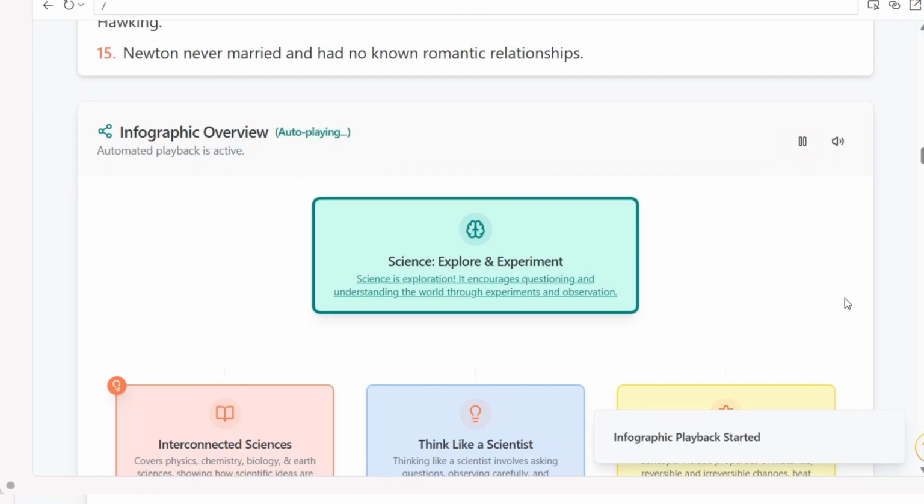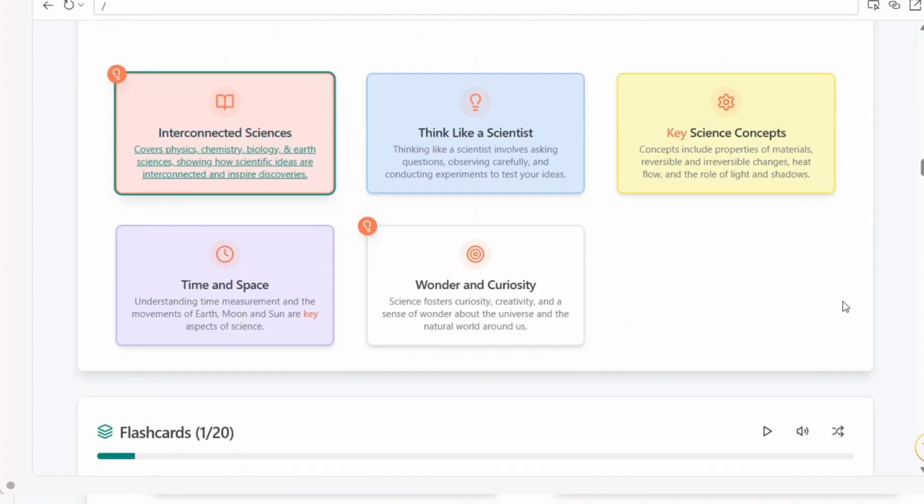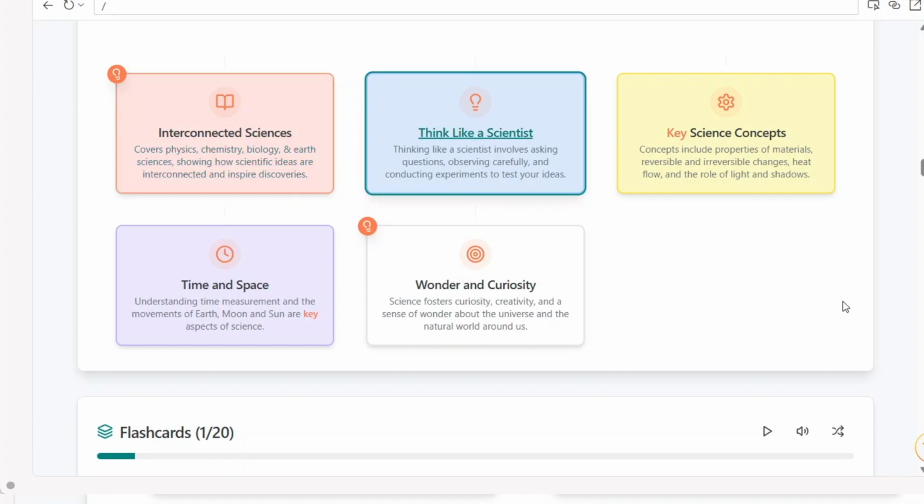Science is exploration. It encourages questioning and understanding the world through experiments and observation. Interconnected sciences. Covers physics, chemistry, biology, and earth sciences, showing how scientific ideas are interconnected and inspire discoveries. Think like a scientist. Thinking like a scientist involves asking questions, observing carefully, and conducting experiments to test your ideas.